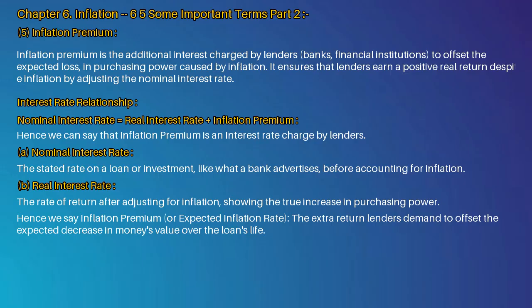Now let's discuss the two terms, nominal interest rate and real interest rate, which are used to calculate inflation premium. A. Nominal interest rate: the stated rate on a loan or investment, like what a bank advertises, before accounting for inflation. B. Real interest rate: the rate of return after adjusting for inflation, showing the true increase in purchasing power. Hence we say inflation premium, or expected inflation rate, is the extra return lenders demand to offset the expected decrease in money's value over the loan's life.